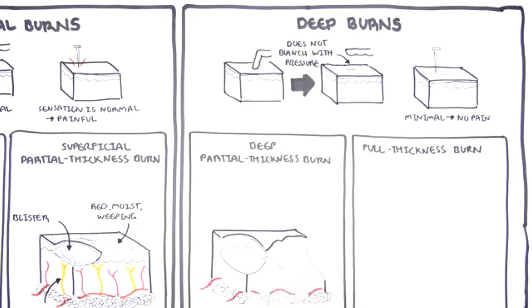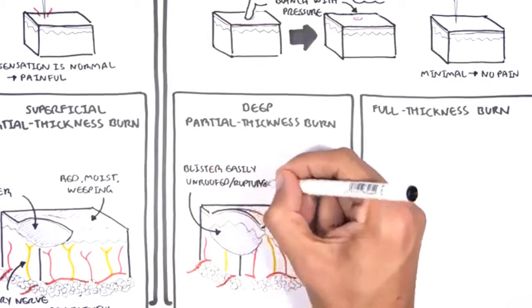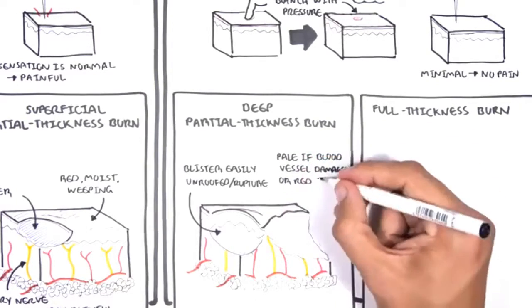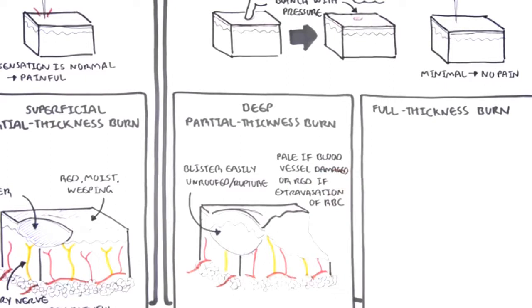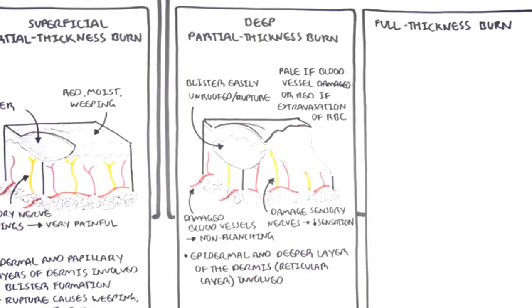In deep partial thickness burns, the burns are partially deep. They cause blisters which easily rupture and come off. The surface of the skin can be pale if blood supply is lost, or red if there is extravasation of red blood cells. In partial deep thickness burns, you can get damaged blood vessels, which means when you press the skin surface, it will be non-blanching. And also, partial deep burns may damage sensory nerve fibers, causing a decrease in sensation. In partial deep burns, the skin layers involved are the epidermis and all the dermis layer.